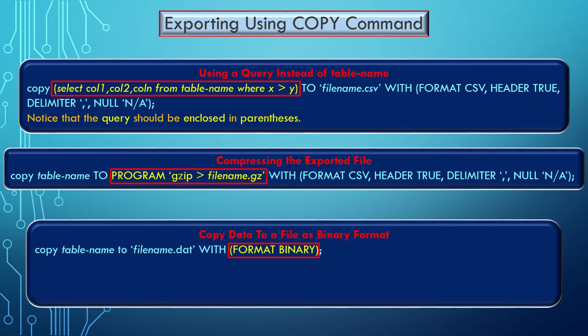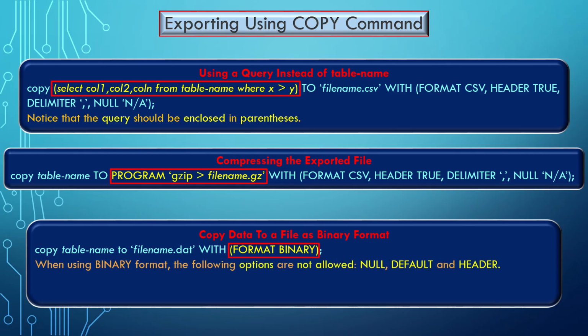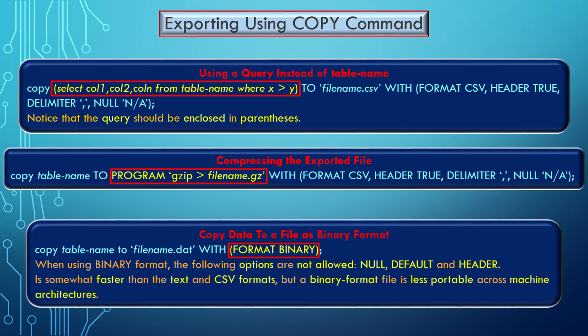Next, we will copy data to a file as a binary format. When using a binary format, the following options are not allowed: null, default, and header. Using binary format is somewhat faster than the text and CSV formats, but a binary format file is less portable across machine architectures.